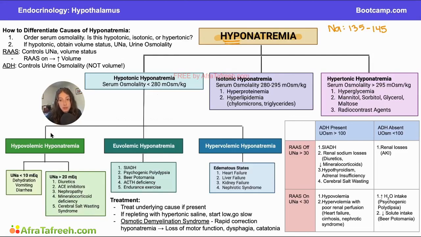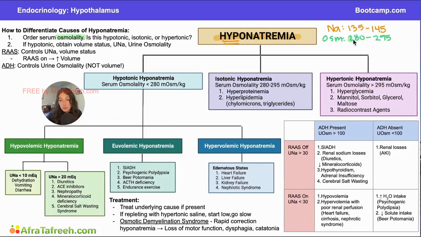Now, once we've determined that our patient has a hyponatremia, we need to further evaluate them because depending on the cause of their hyponatremia, the treatment could be vastly different. So if we don't know what type of hyponatremia they have and we try to treat them, we could actually make it worse. So it's important to differentiate what is causing the hyponatremia. How we do that is first by ordering a serum osmolality.